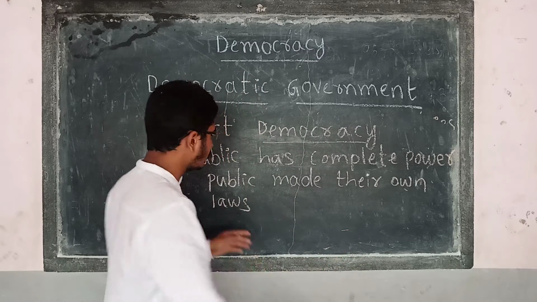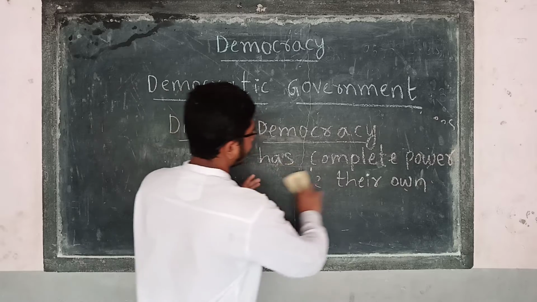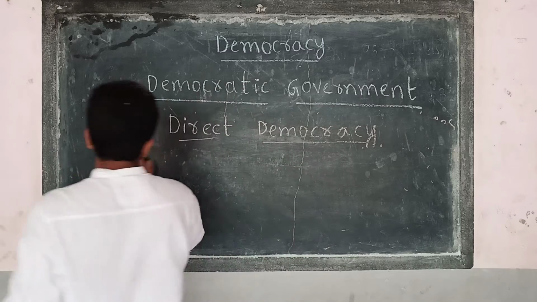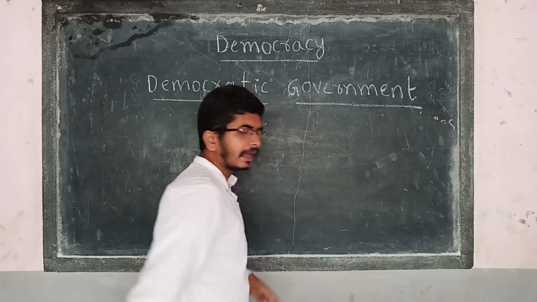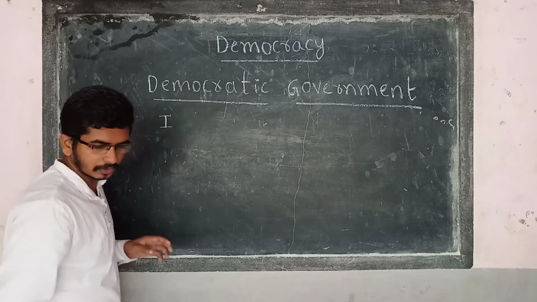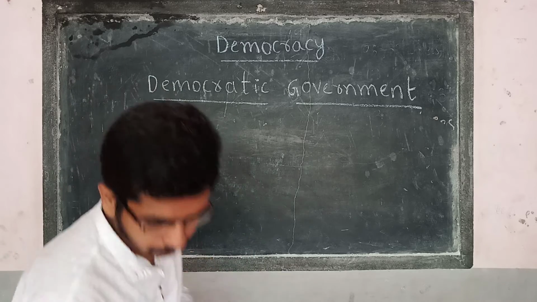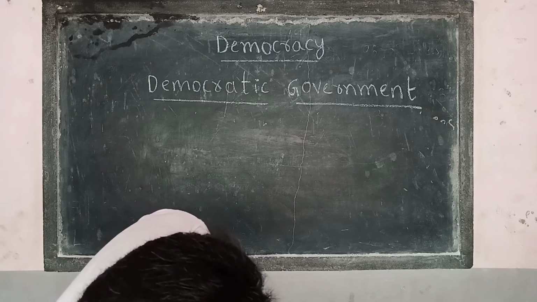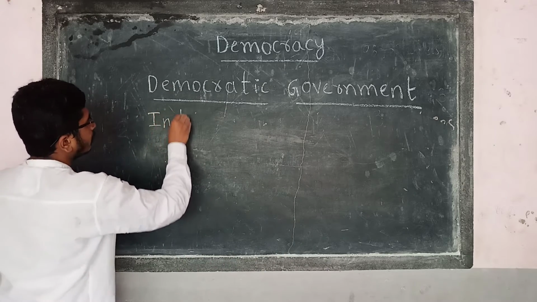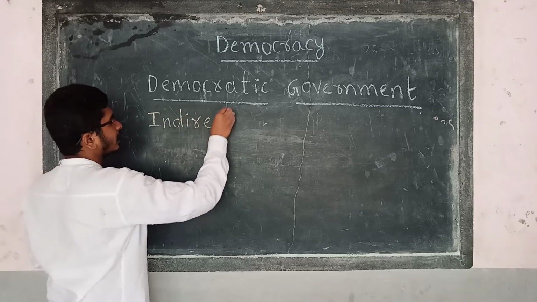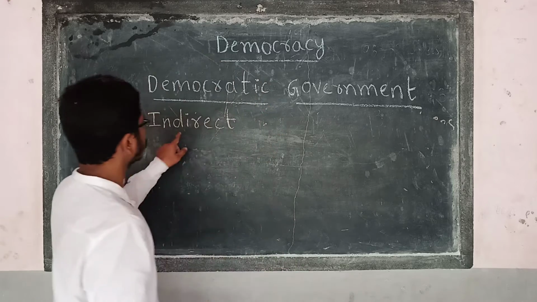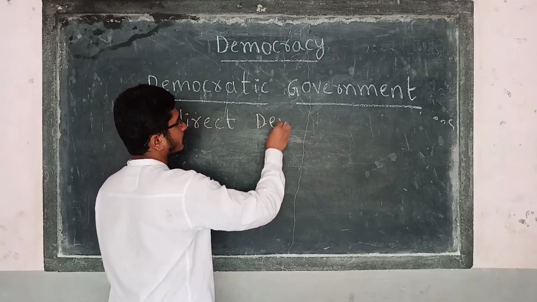Everyone cannot stand in the elections and everyone cannot make their own laws, right? So now the public knows that we have to follow the indirect democracy. So direct democracy is completed. Now we will learn about the indirect democracy, as now also we are following the indirect democracy itself.